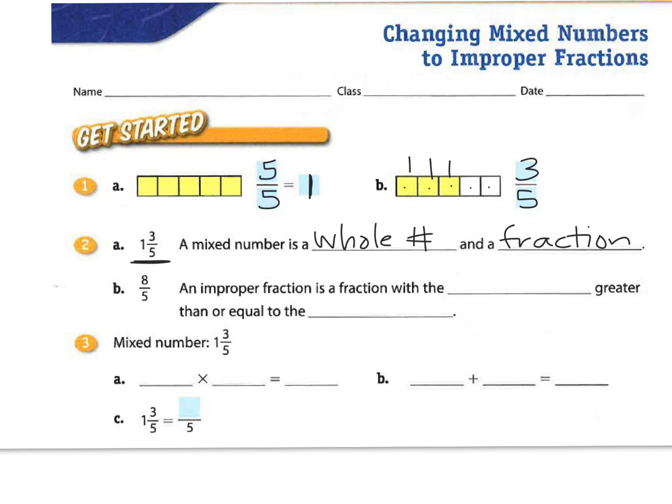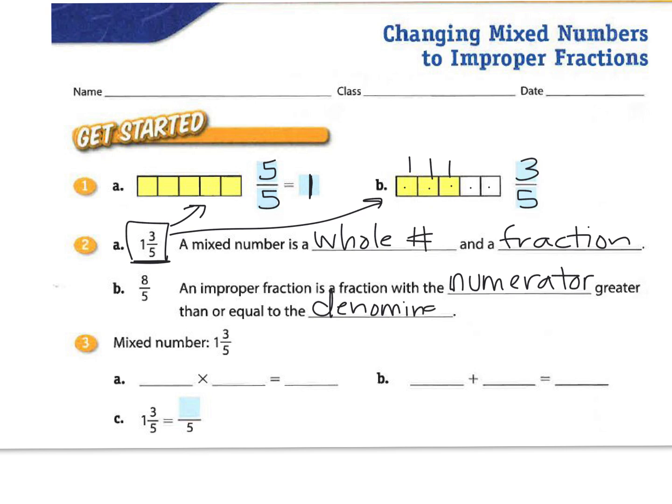So here is the example, 1 and 3/5. We saw the picture of it above, 1 and 3/5. An improper fraction is a fraction with the numerator, the number on top, greater than or equal to the denominator, the number on the bottom. So a mixed number, when changing to an improper fraction, you keep the denominator the same. So it's still going to be fifths.